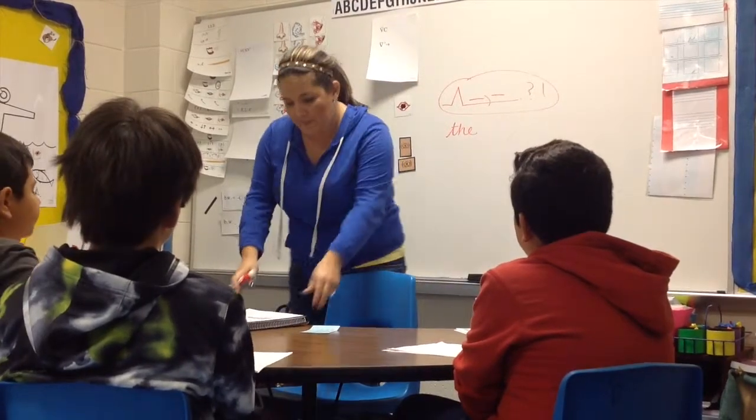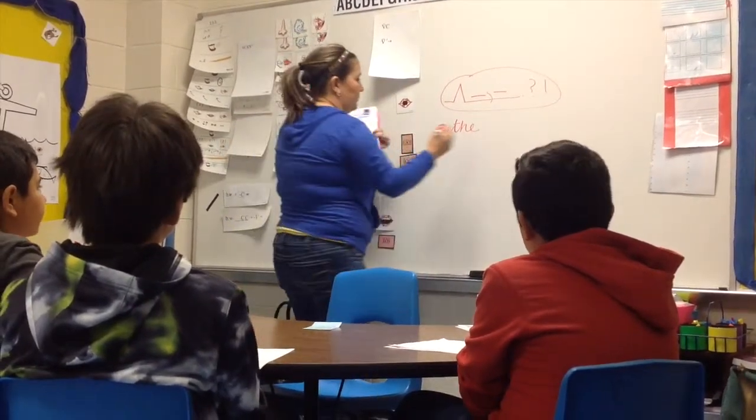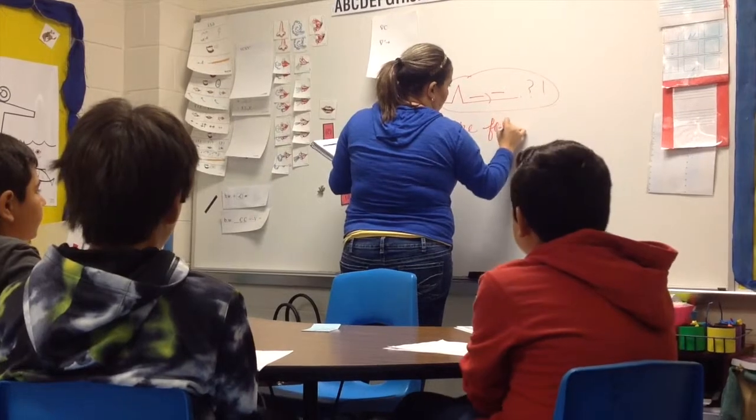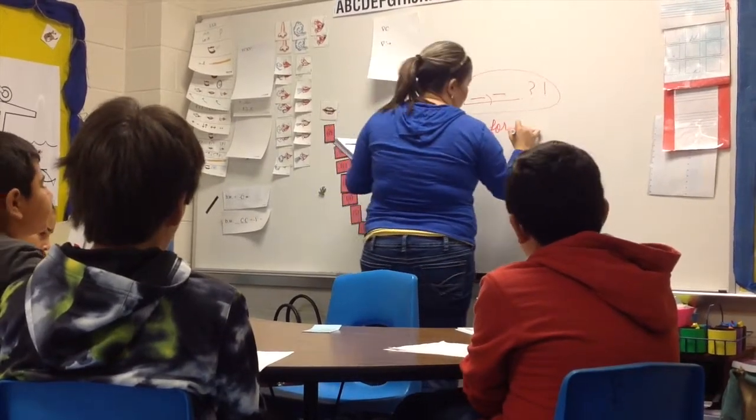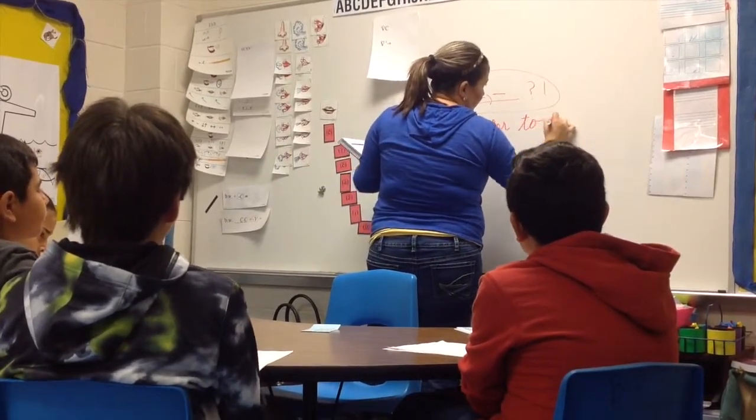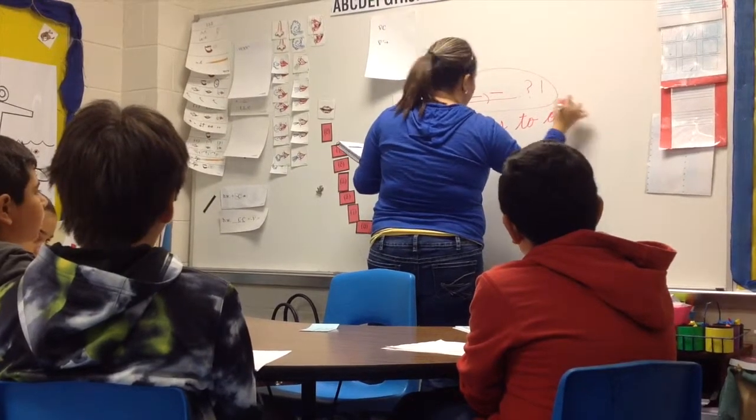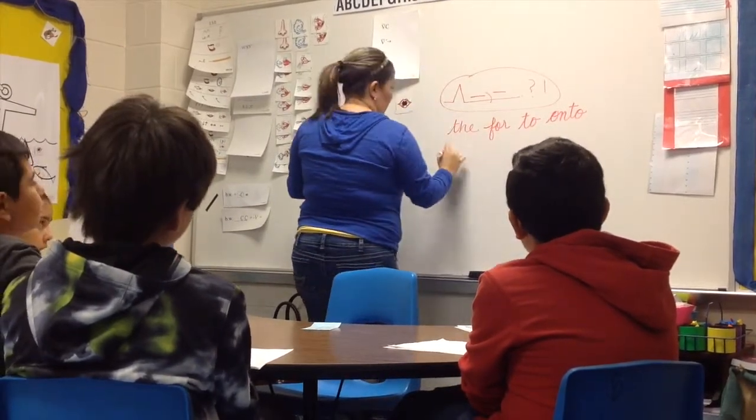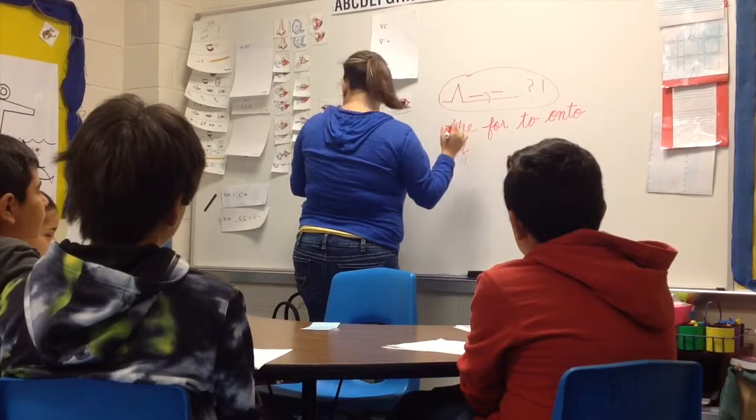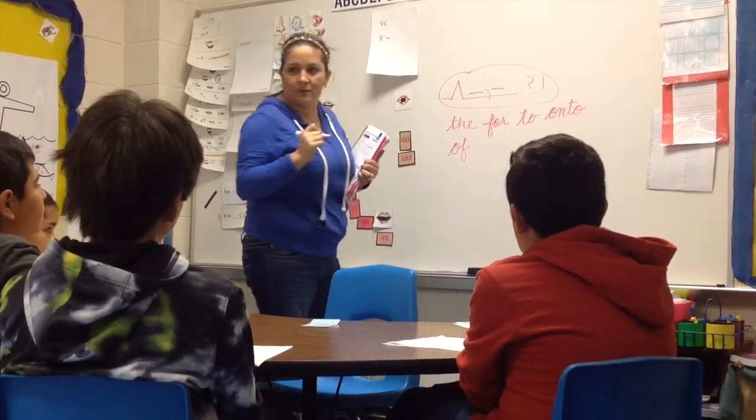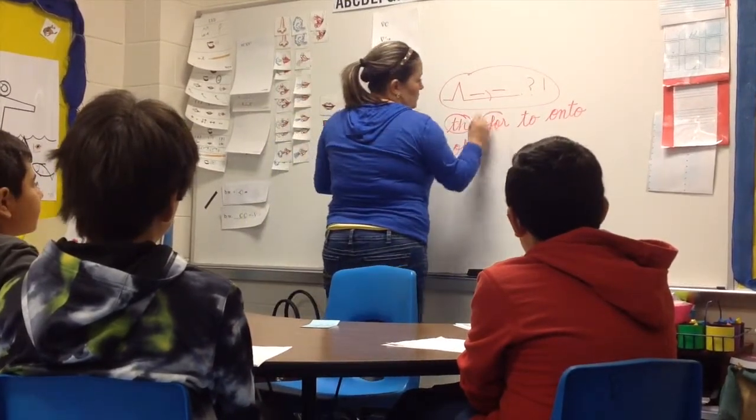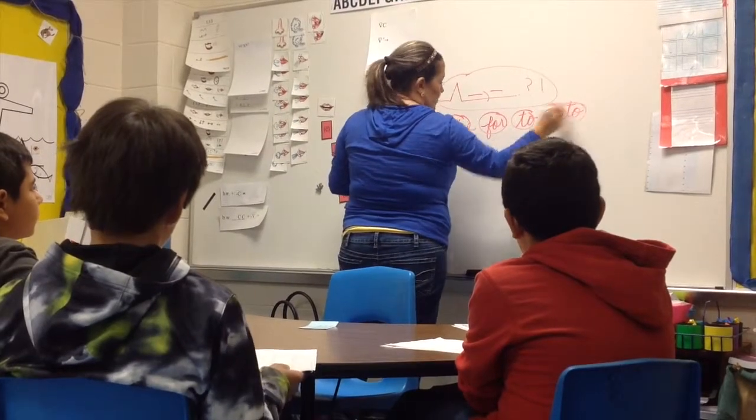Okay, we're going to have some instant words. T-H-E, the. F-O-R, for. T-O, to. O-N-T-O, onto. O-F, of. And how do we code instant words? Circle words. We circle instant words.